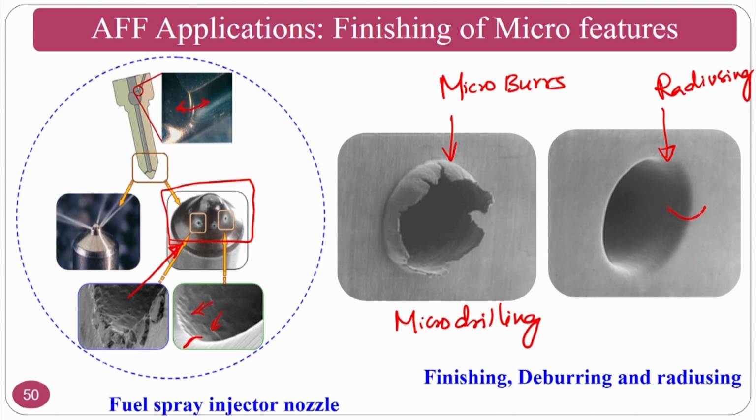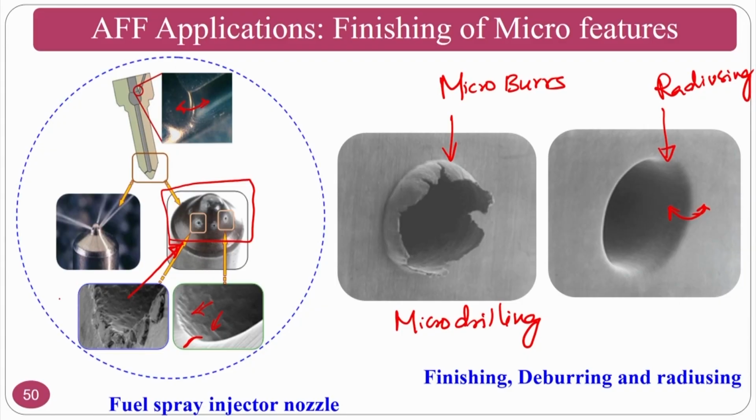Okay, you can see this. This is called radiusing. Deburring plus radiusing it can do. And if you see the fuel injector nozzle, what is the problem if you do not finish? Improper combustion will take place, because if I want 10 ml per time for X time, the surface of this particular surface is there, and this will obstruct certain flow.